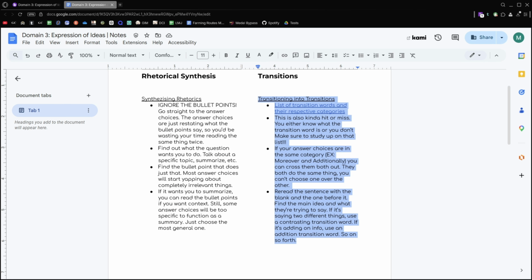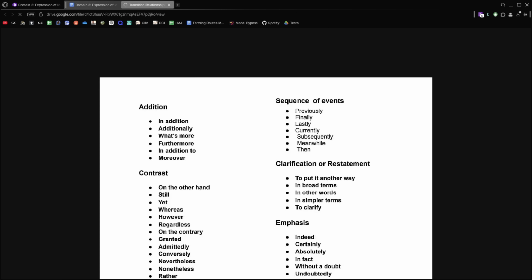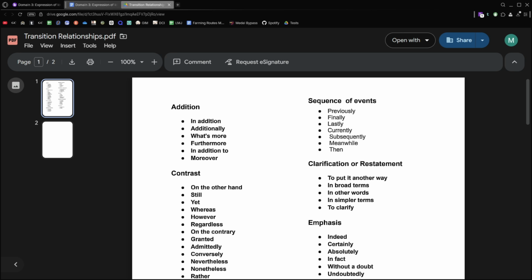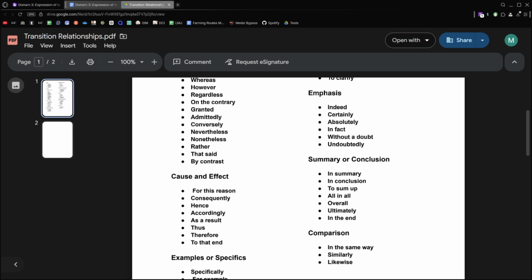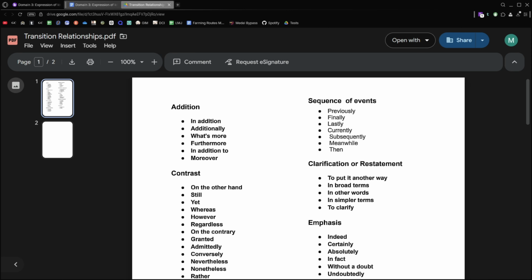Now I don't feel like reading all of this, so of course I'll explain it as we go, but there is something important that we need to get out of this, and it's gonna be this list of transition words. These are basically every single transition word you could ever see on the SAT. Well, there are some that aren't included, but most of them. And they're also grouped by category.